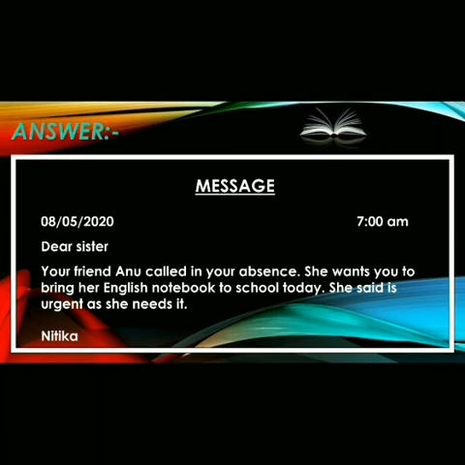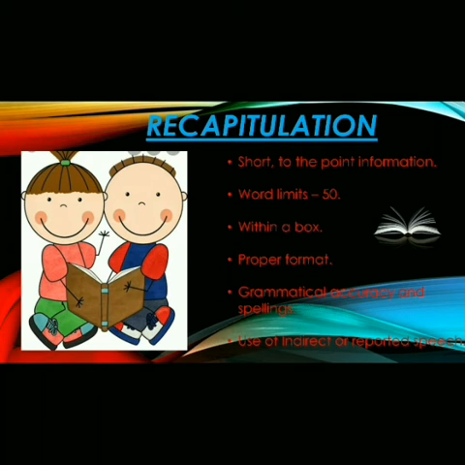She says, your friend Anu called in your absence. She wants you to bring her English notebook to school today. She said it's urgent and she needs it. And Nitika conveys the message very simply, but with all the information: that your friend has called and she wants her English notebook. And finally, she has signed her name. She has given her name so that her elder sister could understand who has written this message and for what purpose.